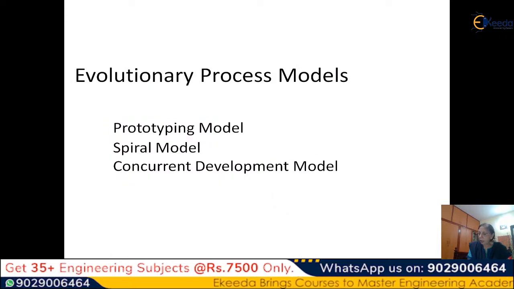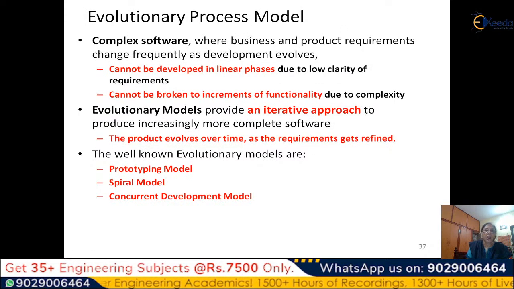Now we come to the evolutionary process models. We will be looking into three kinds of process: the prototyping model, the spiral model, and concurrent development models. So why do we go to these evolutionary process models? Because we have very complex software.